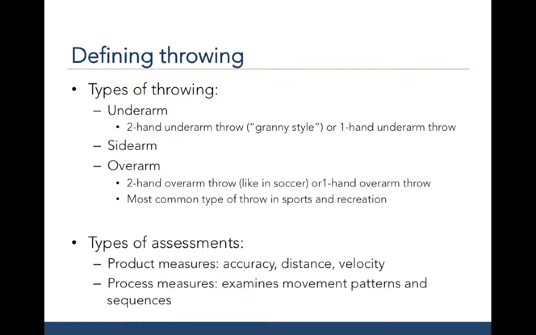There are different ways to assess throwing skills. Product measurements are of the outcome of the throw. This includes the accuracy of the throw, the distance of the throw, and the velocity of the ball. Process measurements examine the movement patterns or sequences. Because individual constraints like muscle mass, muscle strength, and body size can affect product measurements, the process measurements may be more useful to teachers and coaches interested in examining the development of throwing.